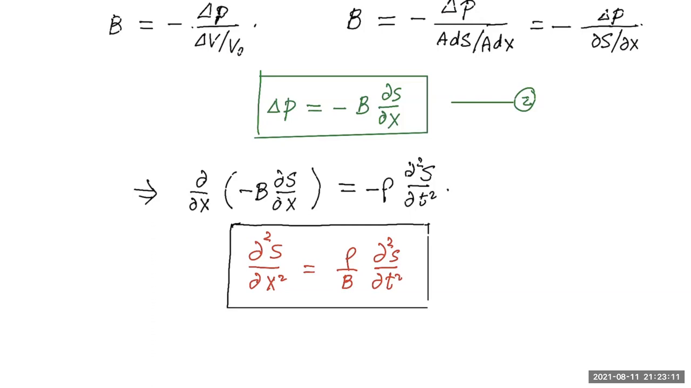You can also eliminate S instead, get the equation for delta P. You'll find the exact same result. Both delta P and S satisfy the exact same equation. Doesn't mean the solution is the same, but at least the equation is the same. And this is the equation for the sound wave, otherwise known as the wave equation.